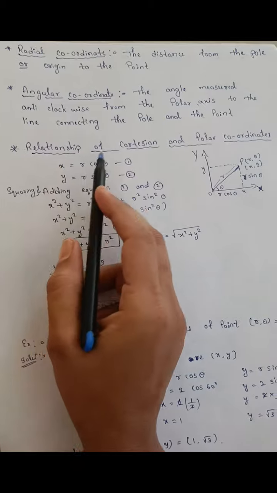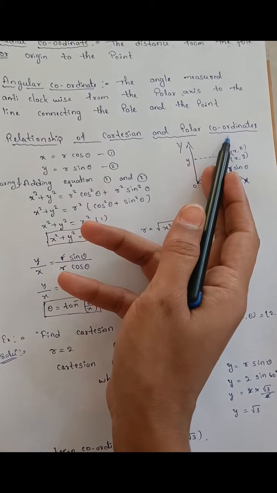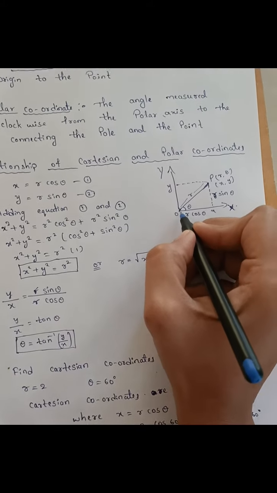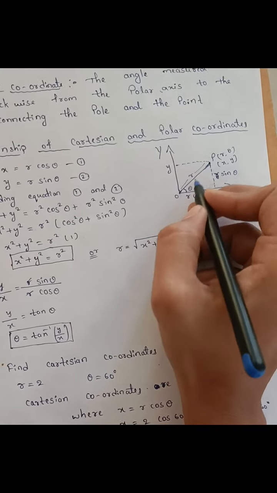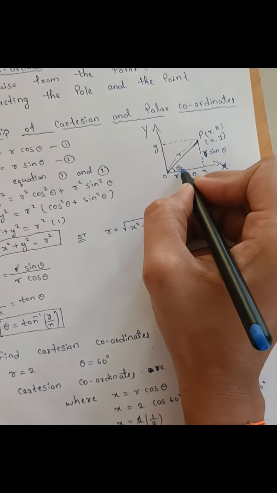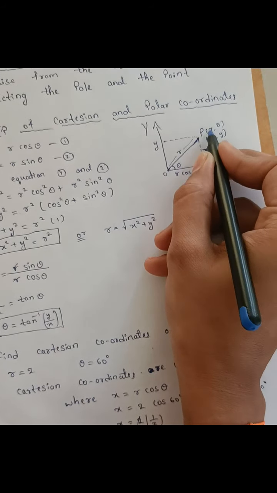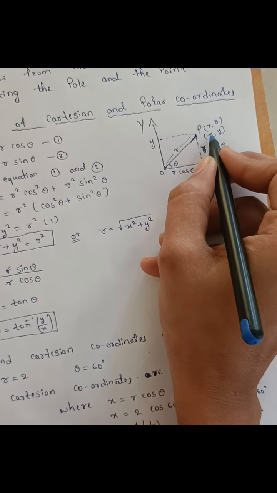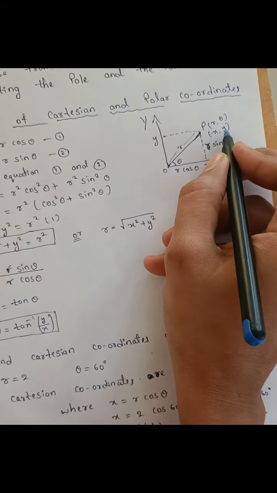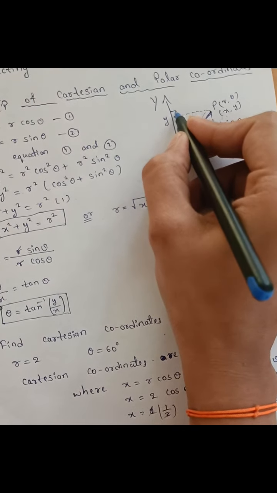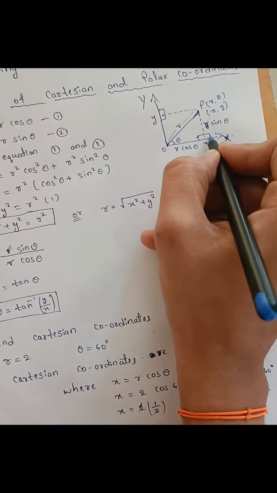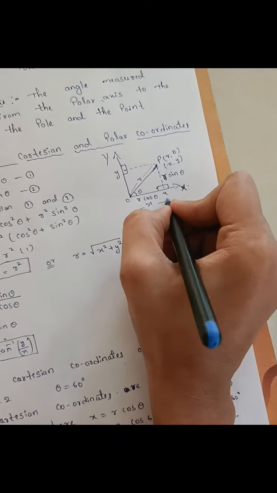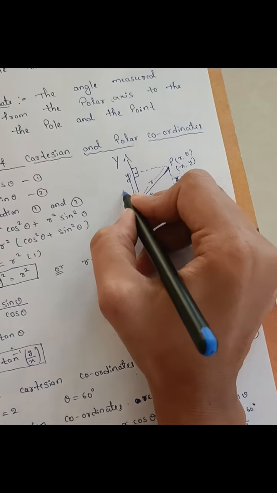Then we discuss the relation of Cartesian and polar coordinates. See this diagram. This is the x-axis and y-axis. Here the pole has a polar axis, at distance r and angle theta. Here a point P has the polar coordinates r comma theta, and the Cartesian coordinates x comma y. X comma y means the distances from two perpendicular axes. This distance is x and this distance is y.